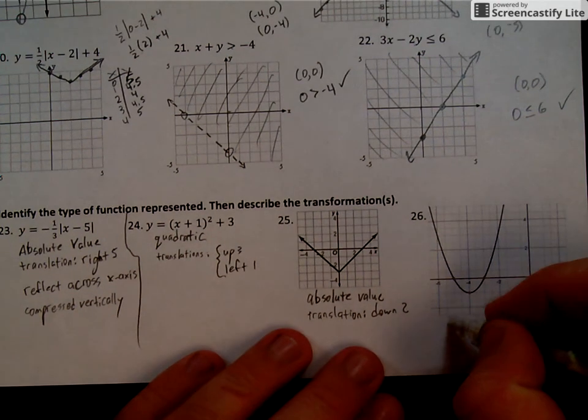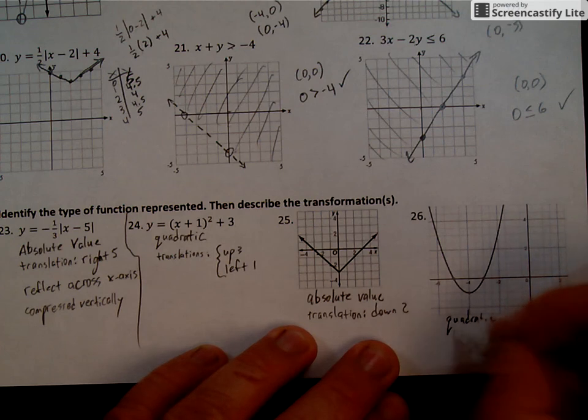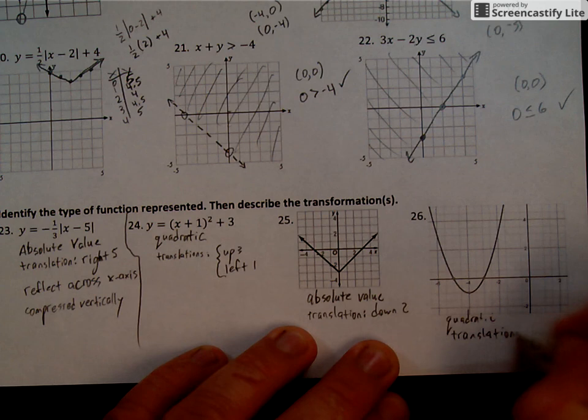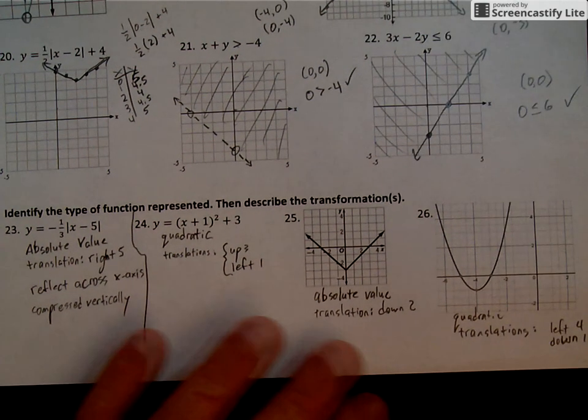This last one is quadratic. Translations, it went left 4. It went down 1. And everything else is okay.